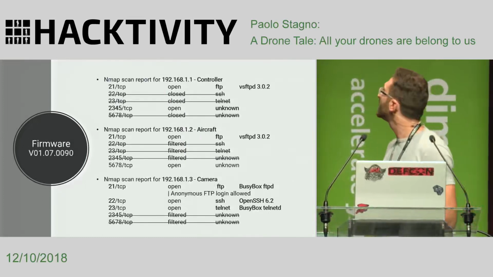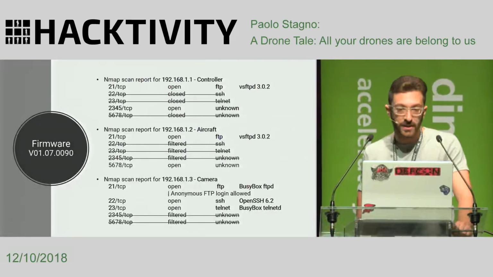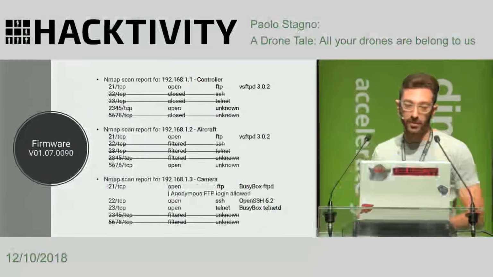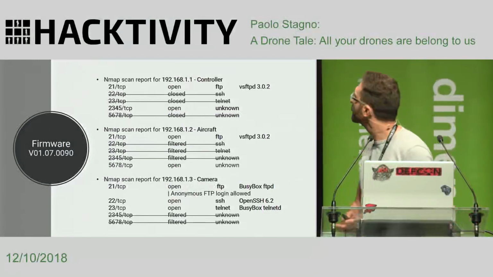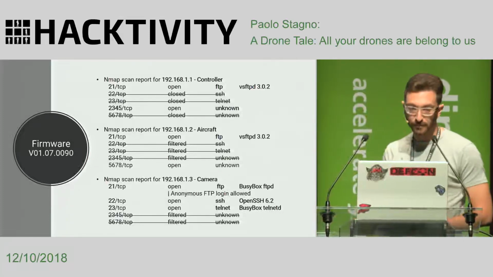And this is the list of the exposed services within the network that I showed you before. So basically, I'm having a flying FTP server, and all the interesting services like SSH and Telnet are filtered out. FTP is always reachable because you have to download the media files from the drone. And the port 5678 is also used by the Android and iOS mobile application.